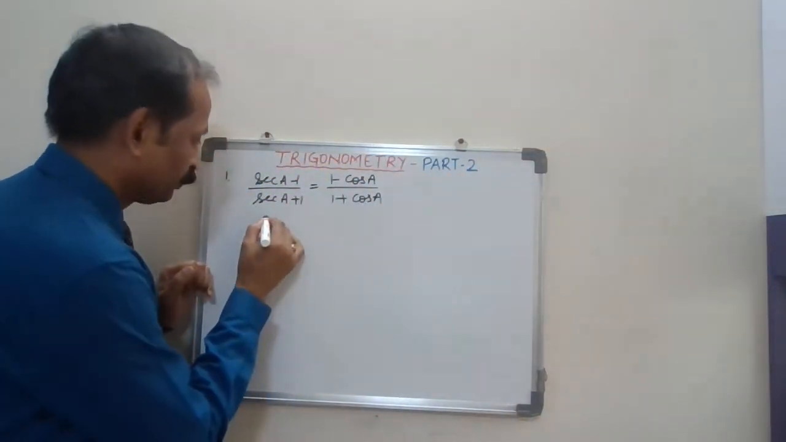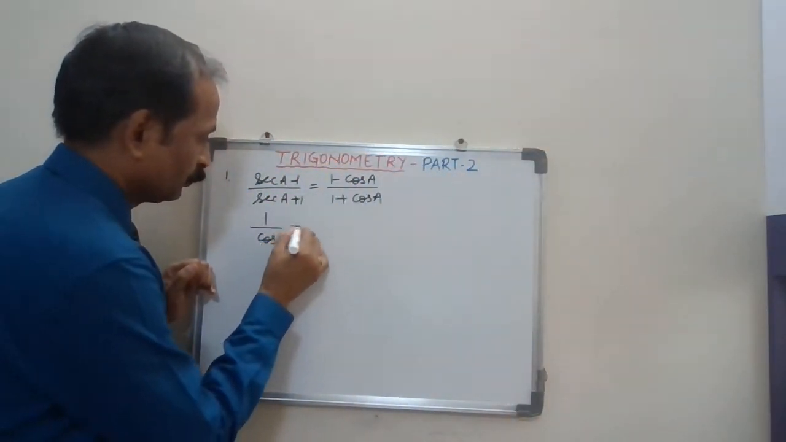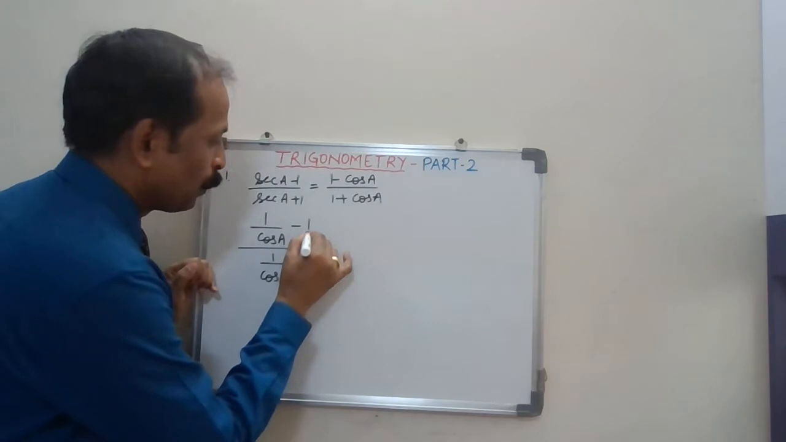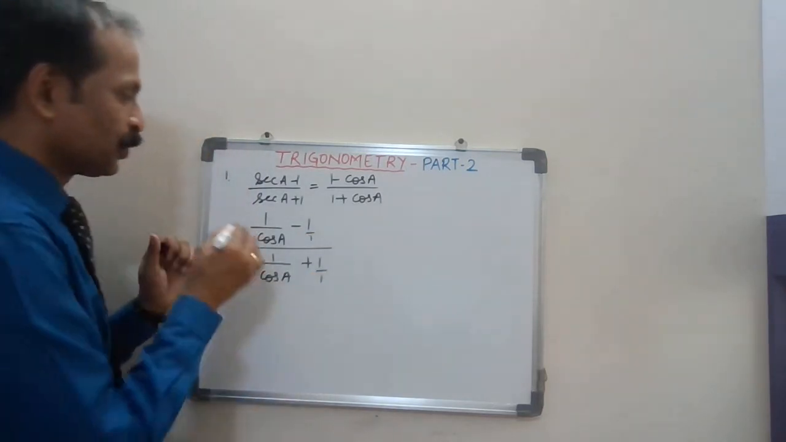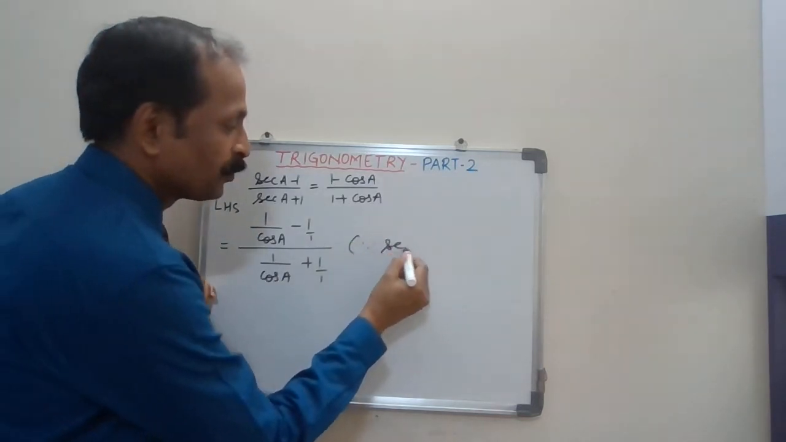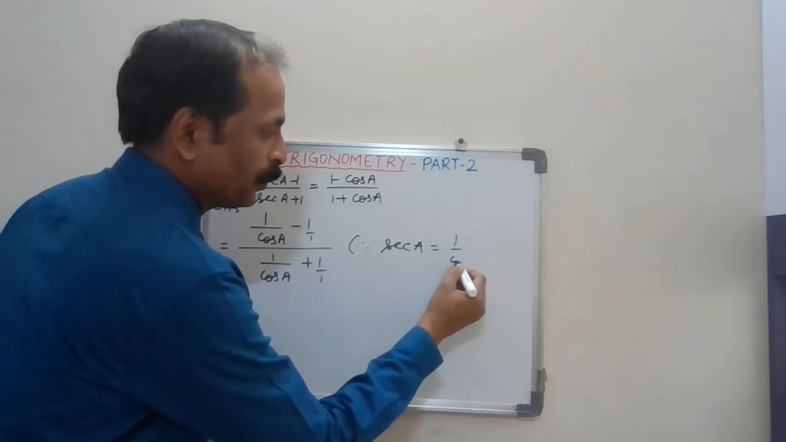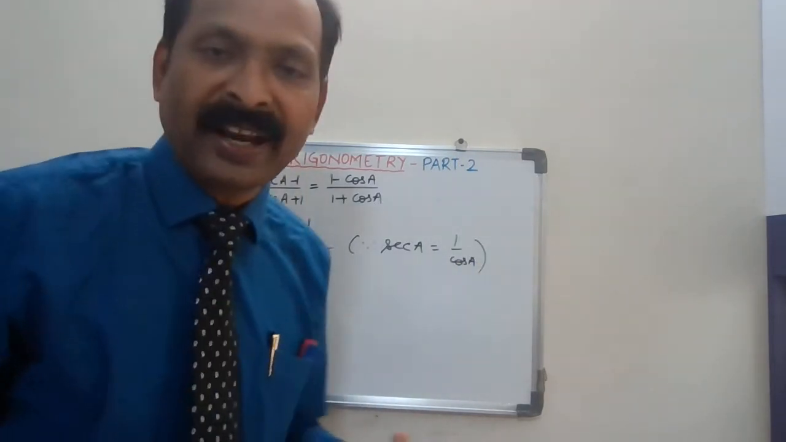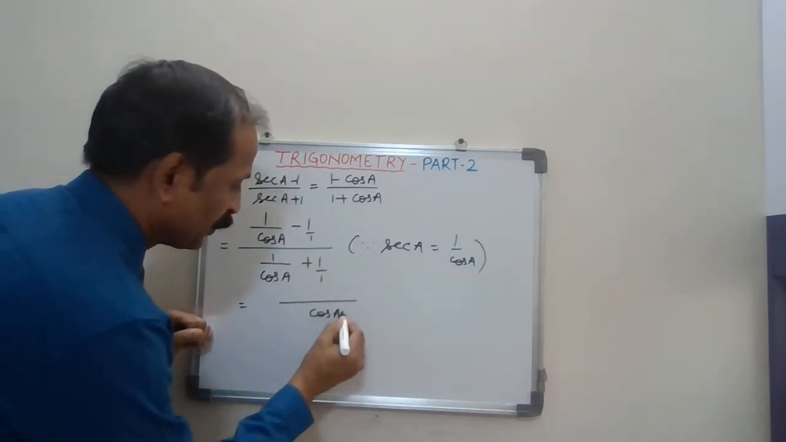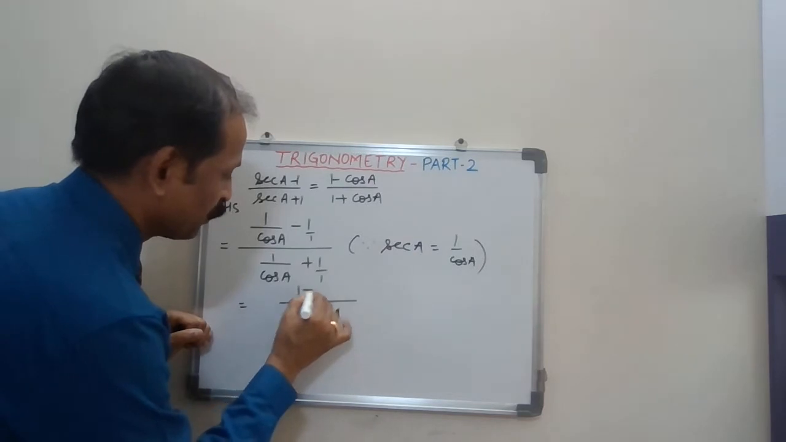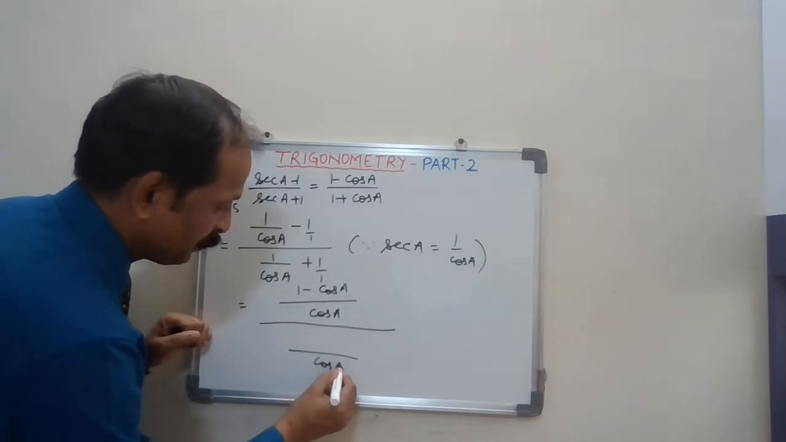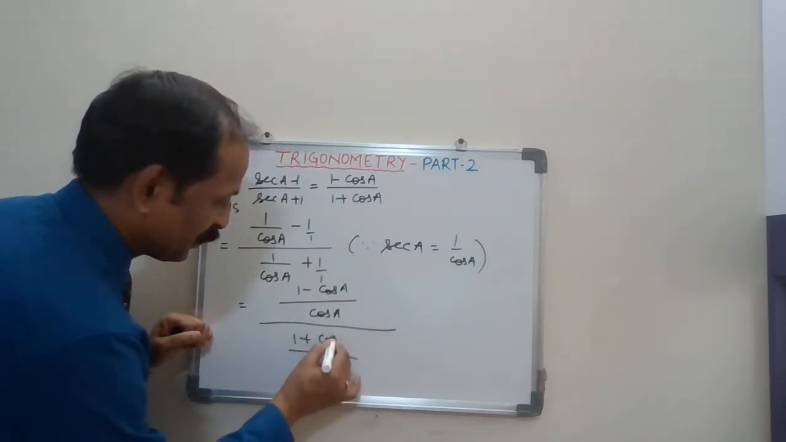So sec is 1 upon cos; put upon 1 and then you can take LCM. So this you write, you are solving LHS. Since sec is 1 upon cos, please make a habit of writing all reasons. Now you have taken cos A as LCM. So it is cross multiplication, 1 minus cos A. And here again cos A is LCM. So 1 plus cos A.